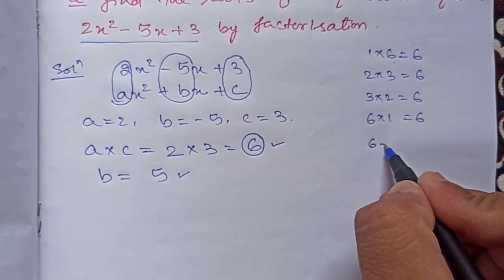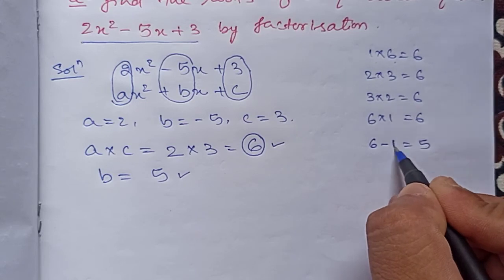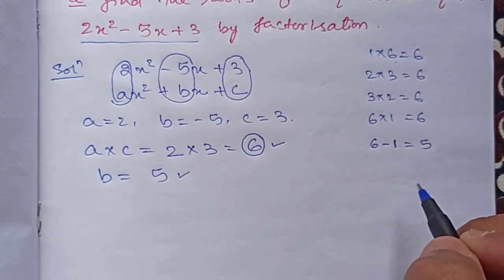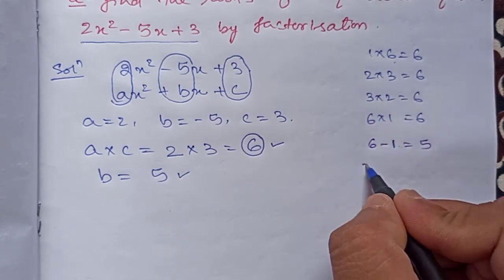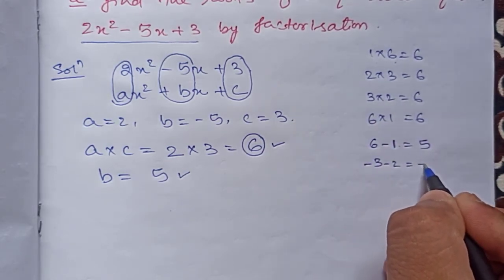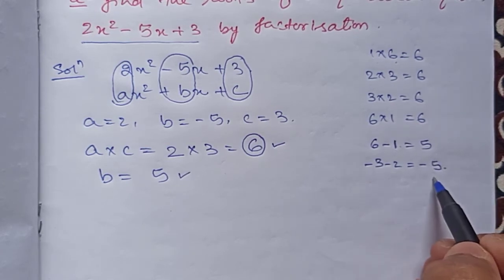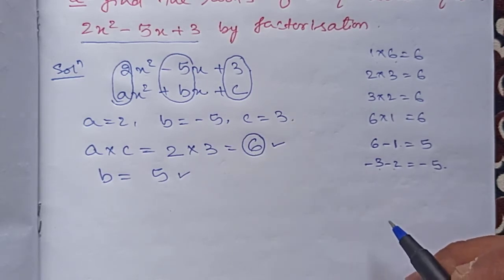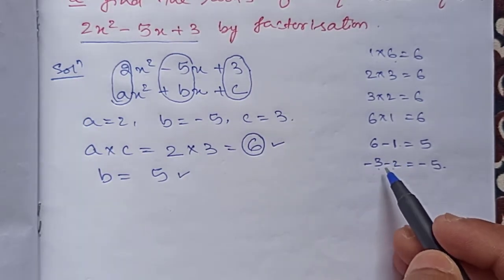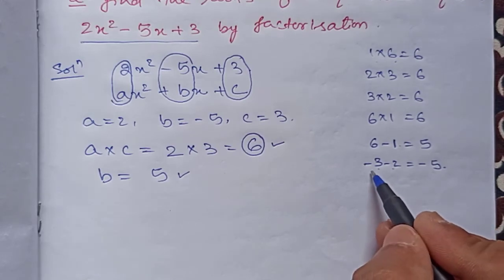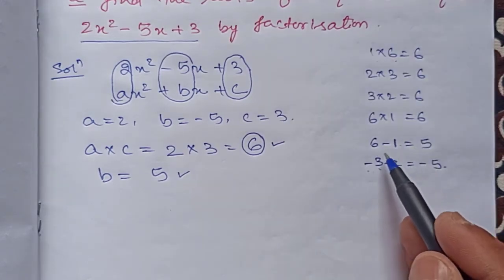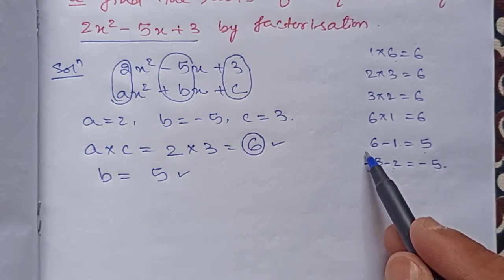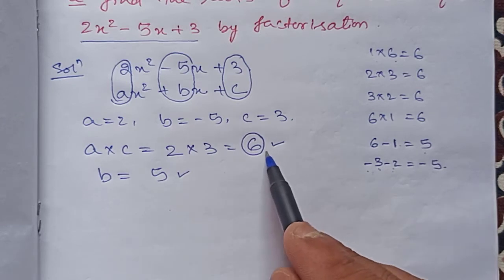So we know that 6 minus 1 is 5, and 6 ones are 6. Next, minus 3 minus 2 is minus 5. In this way also we will get minus 5, and 3 2s are 6. So here which one do we have to select, how to know? Look here. When the numbers are subtracted or added they give 5, and when both the numbers are multiplied it gives 6.